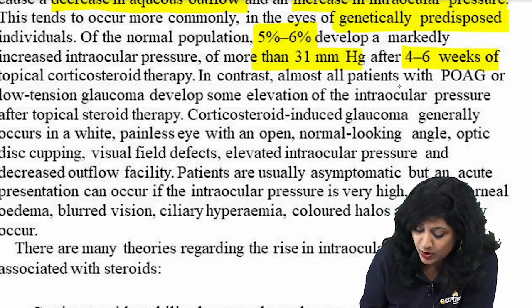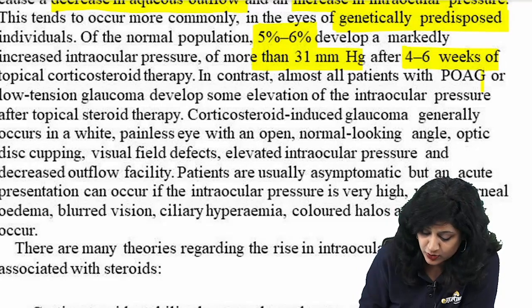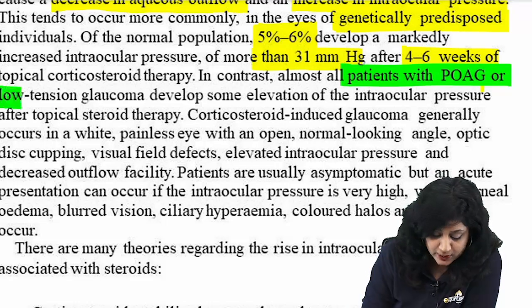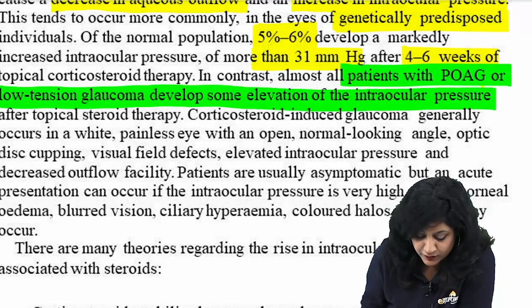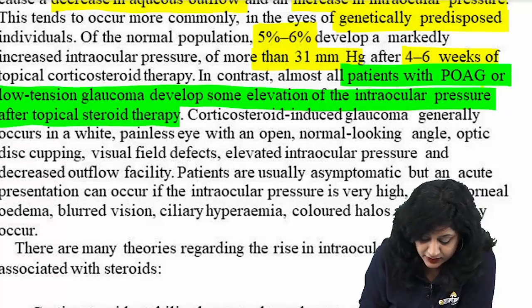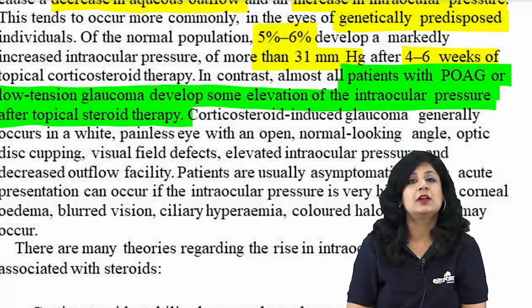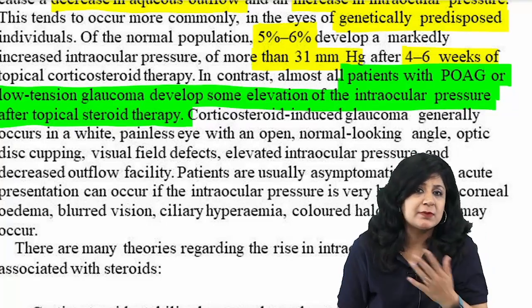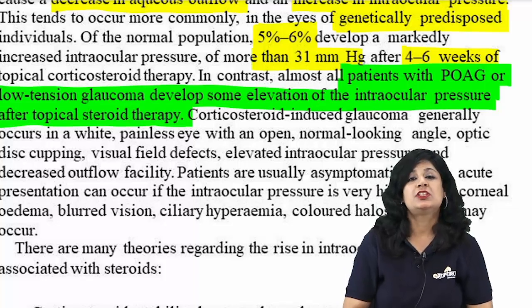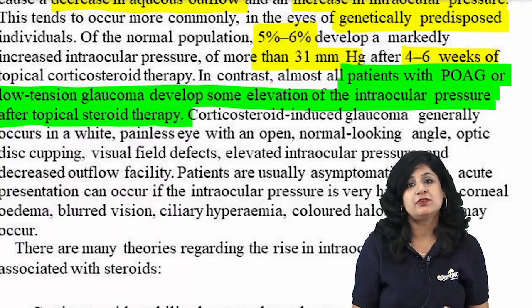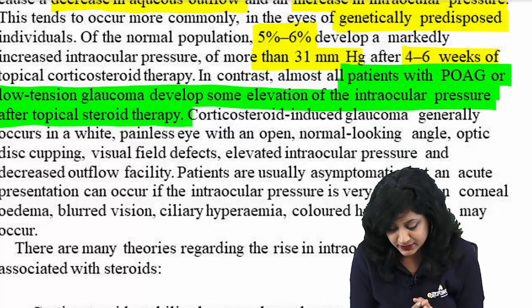Now in contrast, all patients with POAG or low tension glaucoma, those who have open angle glaucoma or normal tension glaucoma, may develop some elevation of intraocular pressure after steroid therapy. So can you see, all those patients who are known cases of open angle glaucoma or normal tension glaucoma have some tendency towards being steroid responders, and they will definitely show some increase in intraocular pressure after you use steroids.